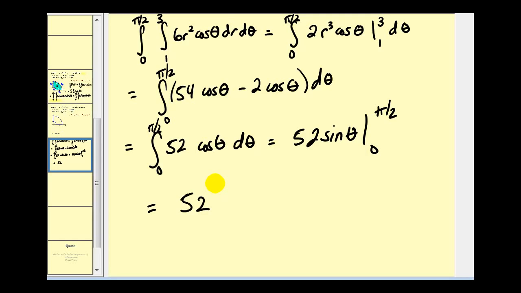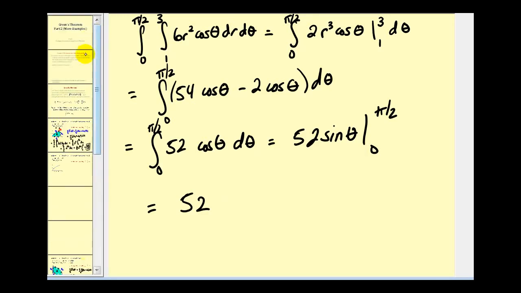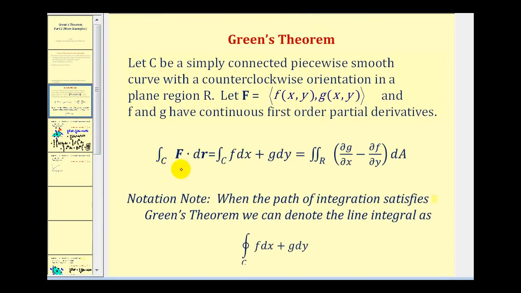And we'll stop here for this video. So far, in all of our examples, we've rewritten line integrals as double integrals. In the next video, we'll take a look at an application of area where we will rewrite a double integral over a region R as a line integral, so we'll use this theorem in the opposite direction.